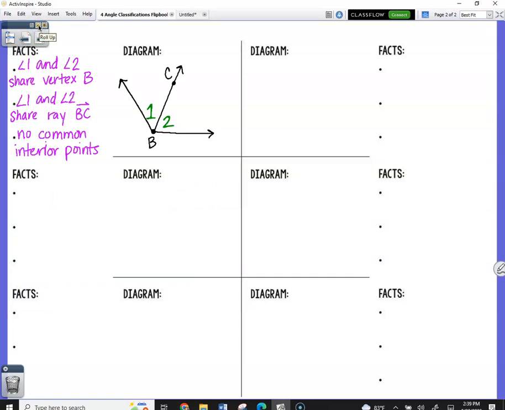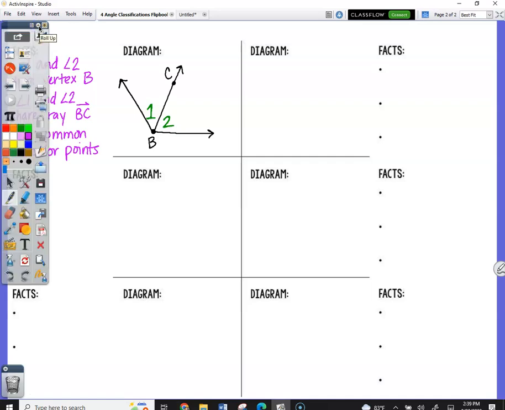All right, next vocab word. Vertical. With a ruler, I want you to draw two straight lines crossing, and now I want you to label the four angles that are formed using your colored pen. We have angles 1, 2, 3, 4.